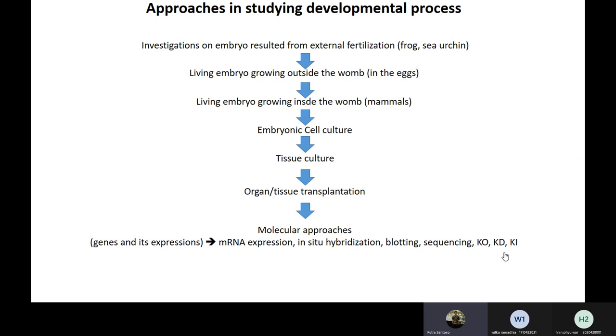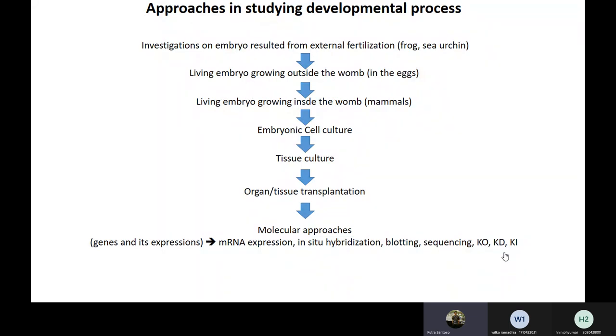But then scientists also expand their technique by observing living embryos growing outside the womb beyond external fertilization. So they also focus on investigating birds, for example, and reptiles, because such animals have embryos living in the egg, and it is also very simple to investigate the developmental process in eggs, because we just incubate them, and then we can observe the developmental stages of birds, for example, and reptiles like snake and lizard, and also sea turtles, and even alligator. So that is the method for understanding the developmental process in vertebrates.